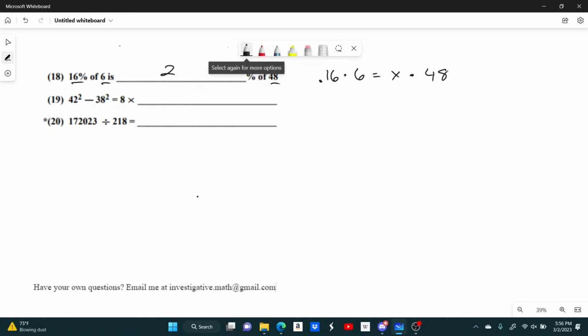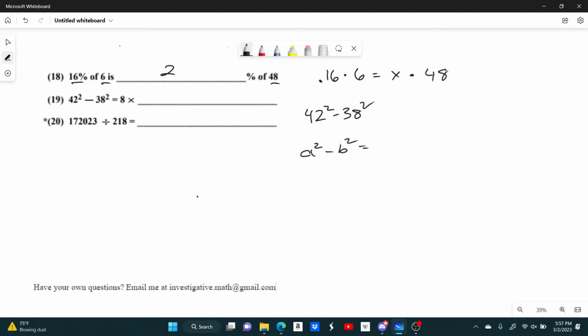Okay, let's go to 19. Okay, 42 squared minus 38 squared. So if you don't have your squares memorized, this could be pretty daunting. And even if you do, this is still kind of an annoying subtraction problem. But you've probably seen this in algebra, even if you haven't made the connection, you've definitely seen this in algebra.